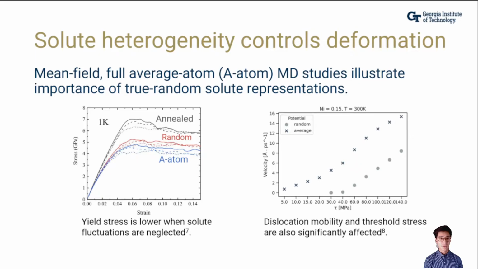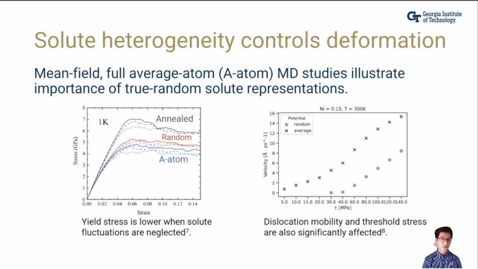The results on the left, though, show a stress-strain comparison of a medium entropy alloy, simulated using average atom and true random interatomic potentials. The yield behavior is notably different, with the average atom curve underpredicting alloy yield stress and ultimate tensile stress. On the right are dislocation mobility curves calculated using true random and average atom representation. Without the true random solute representation, there's nearly no threshold stress, like a negligible Peierls barrier in a pure metal, and the dislocation velocity is similarly much higher due to the lack of the locally varying energetic barriers.